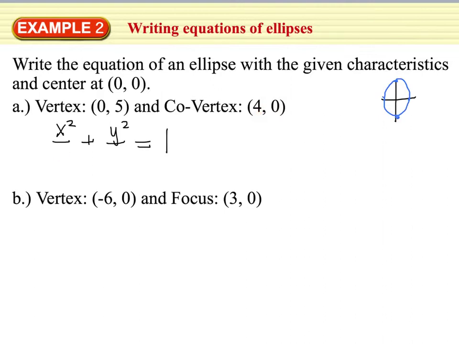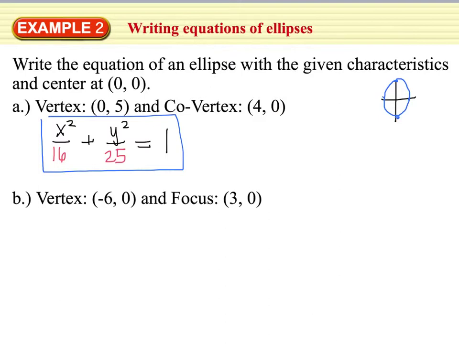So I'm going to take 4 and square it, and that's going to give me 16. Likewise, the value that goes below y squared is going to come from the vertex, and I'm going to square this value, so then I end up with 25 here. So as you can see, I end up with x squared divided by 16 plus y squared divided by 25 equals 1. And that's the equation of my ellipse.